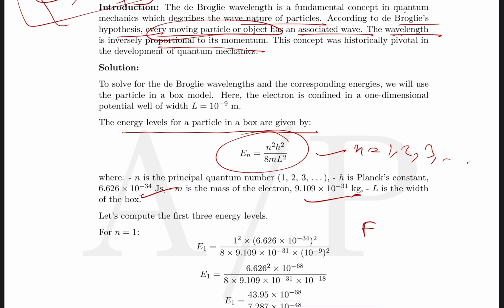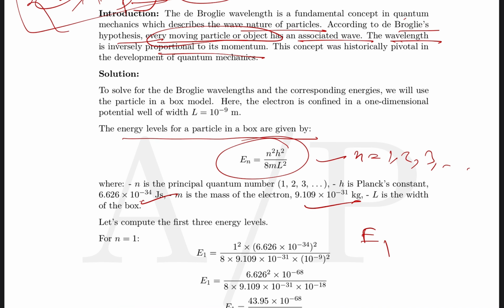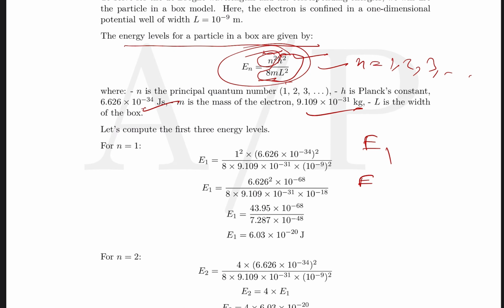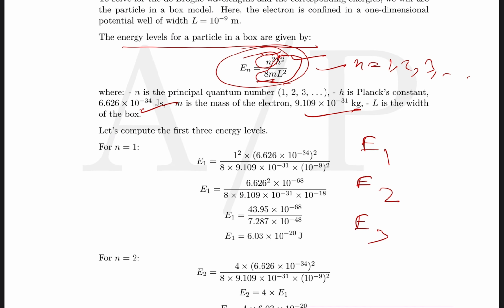Now for the first energy level E1, n is equal to 1. h is a constant, and 8mL² is also a constant, so this part is constant for all energy levels. What changes is n². So E1, then we'll get E2 and then E3. It would be 1 squared, then 2 squared, and then 3 squared. Only these values would change: 1, 4 and 9. So these multiplication factors change and the rest of the things remain the same.